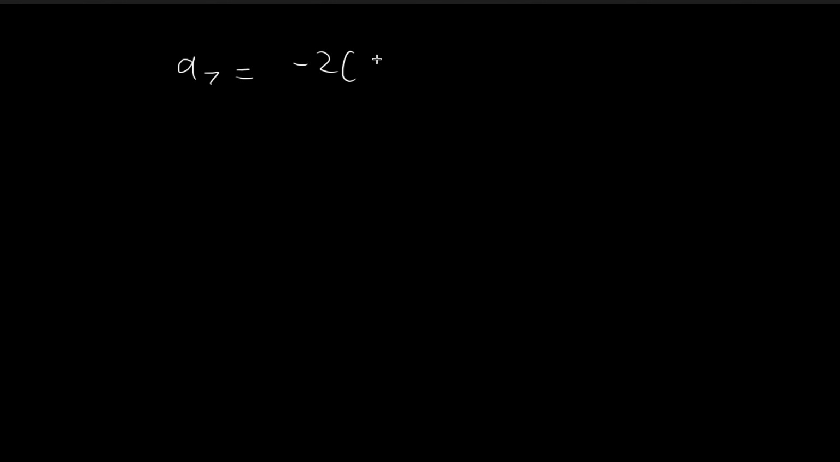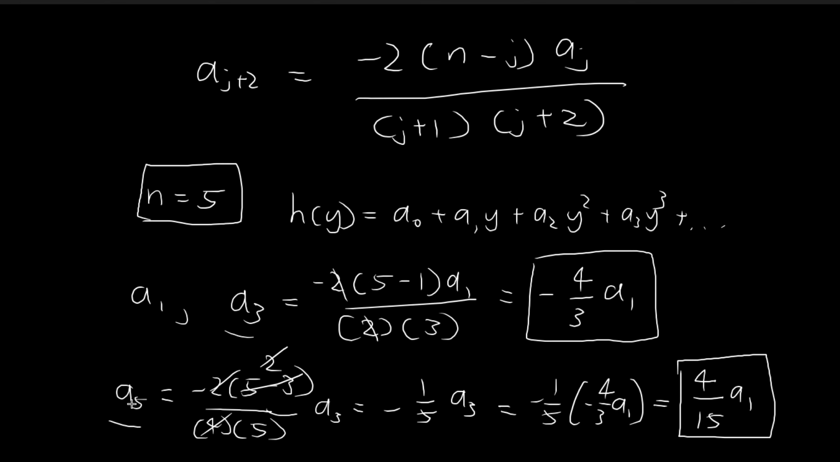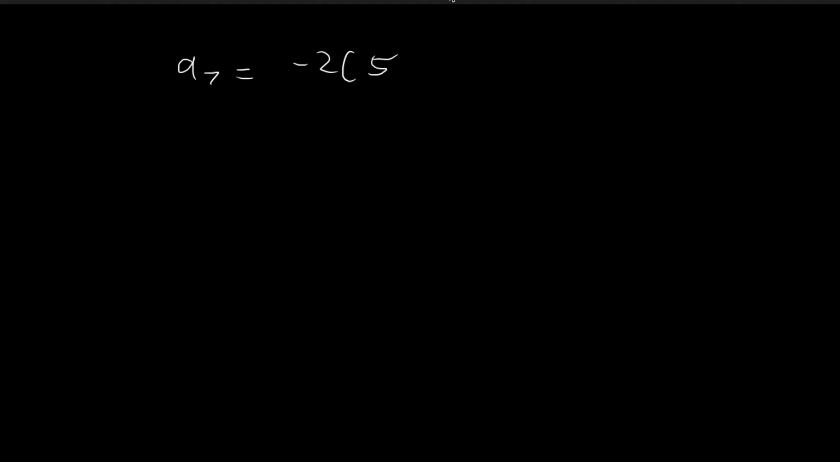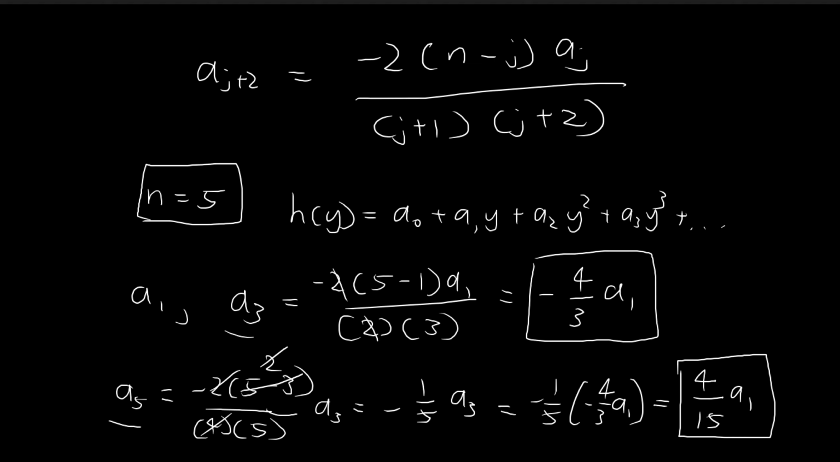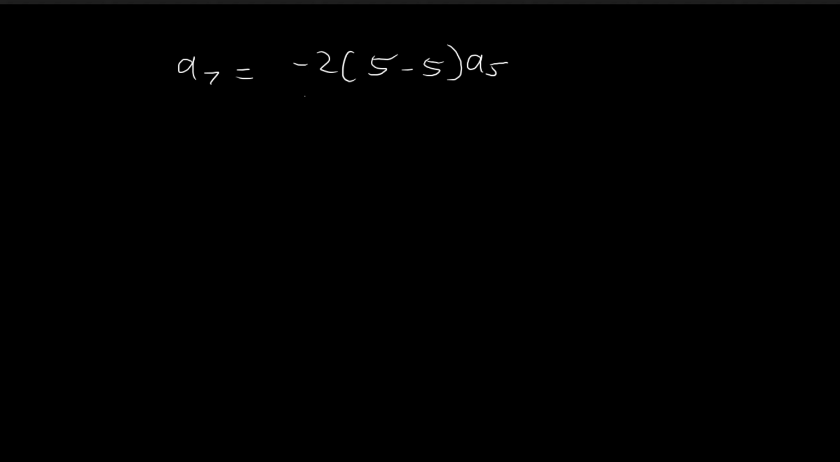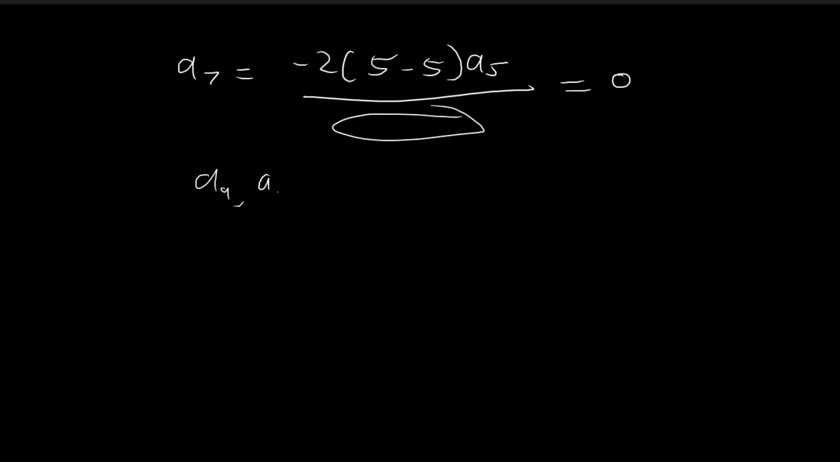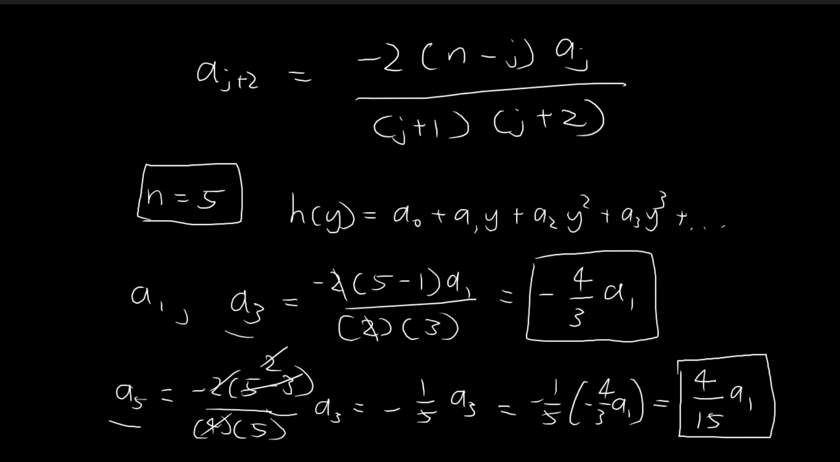So n is equal to 5 as we've chosen, and here we see that we've reached j equal to 5 already. And you get 5 minus 5, which is of course equal to 0. So multiply this by a5, and then it doesn't really matter what we have in the denominator because this is already equal to 0. So a7 is just going to be equal to 0. And then all the subsequent terms, a9, a11, and all the a's with an odd subscript, they're all going to be equal to 0 because you're just going to have some term multiplied by 0.